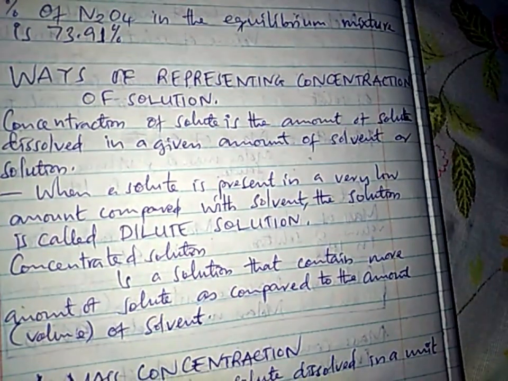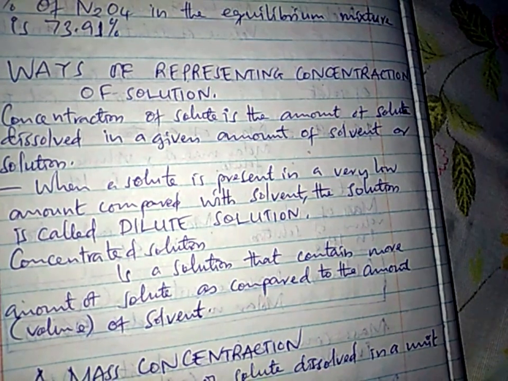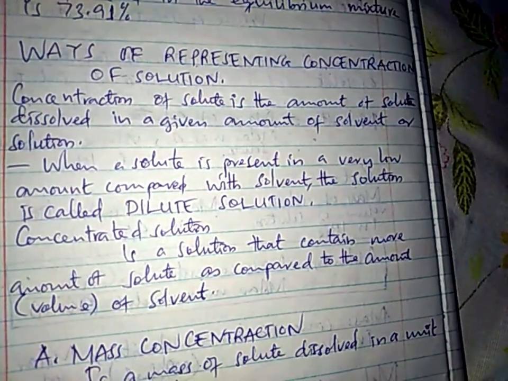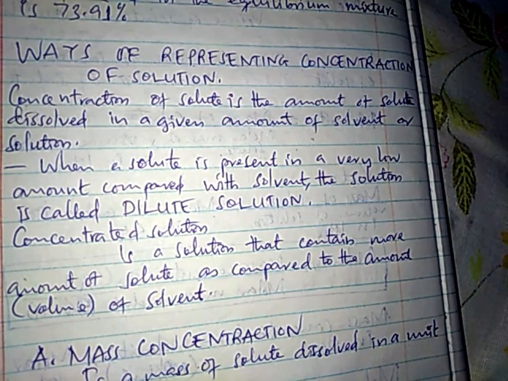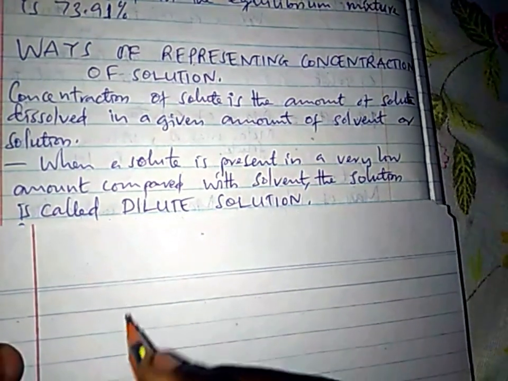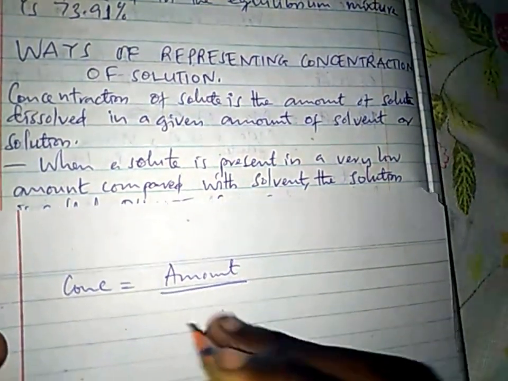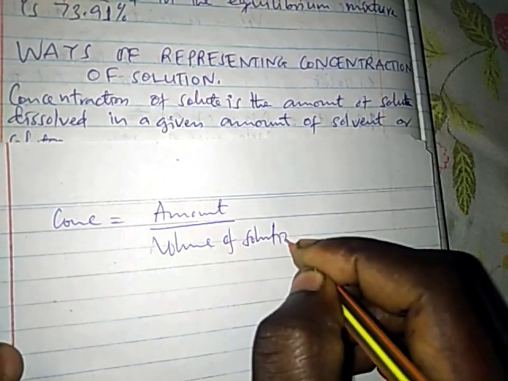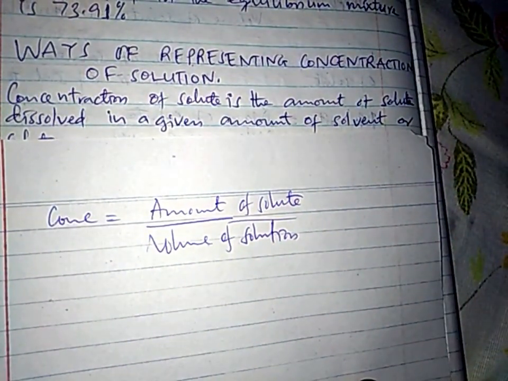Now let's continue with the ways of representing the concentration of the solution. Concentration of a solution is the amount of solute dissolved in a given amount of solvent or solution. So our first way to represent the concentration of solution is: concentration is equal to amount of solute divided by volume of solution.